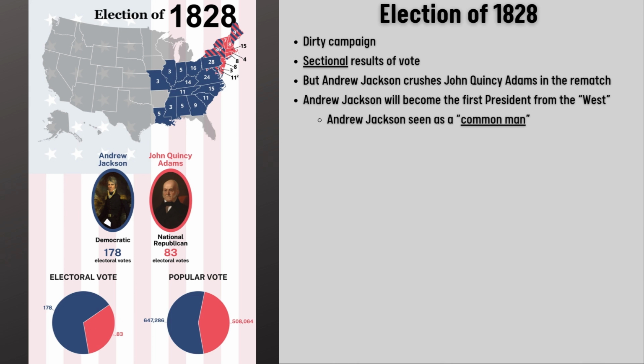The election of 1828 was a turning point, marked by a campaign that was notably contentious. It's often described as, quote, a dirty campaign, with intense personal attacks flying from both sides. Despite this, Andrew Jackson emerged victorious, decisively defeating John Quincy Adams in what was essentially a rematch. Now, here's where it's particularly significant. Jackson becomes the first president hailing from the West, a symbolic shift in power and representation. Jackson's appeal lay in his image as a common man. This was a departure from the previous elite dominated political landscape.